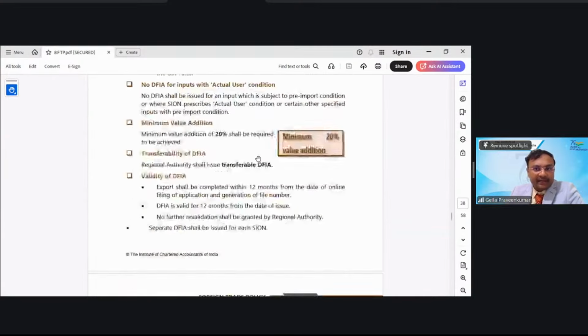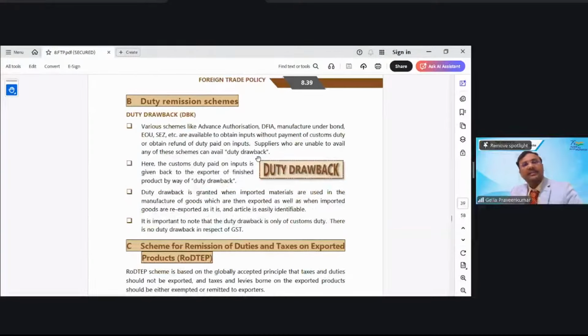Then, after DFIA, duty drawback, a very, very simple mechanism. The duty drawback is when the goods are exported, the law of the land says that you export the goods, but not the duties, not the taxes. So wherever you have purchased the goods, forget your advance authorization, forget DFIA. Imagine the regular clients you have come across in your audit. Those companies, those assessees who have manufactured and exported goods out of India, inevitably, without their knowledge, there could be an element of customs duty paid on their purchases.